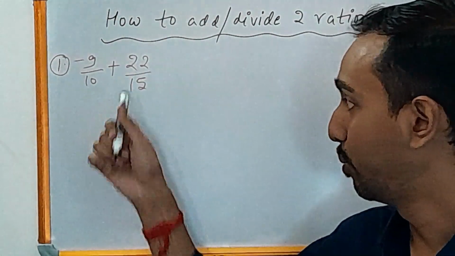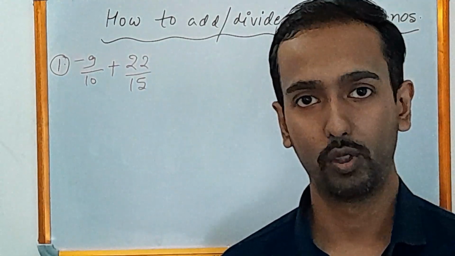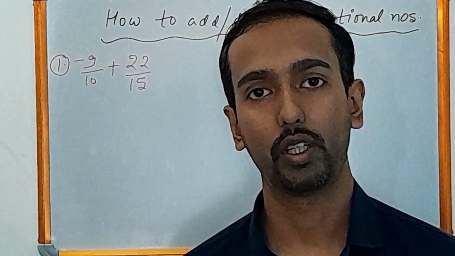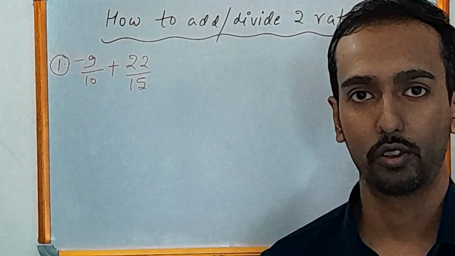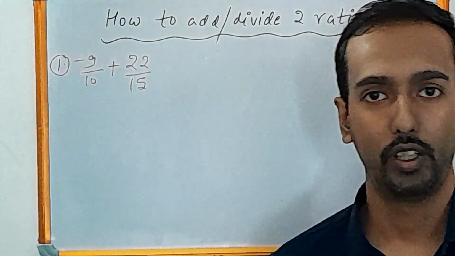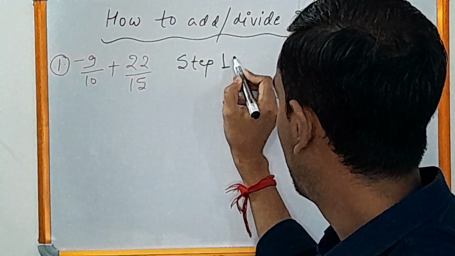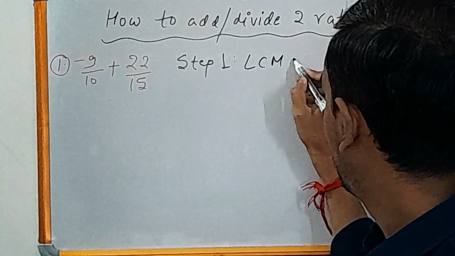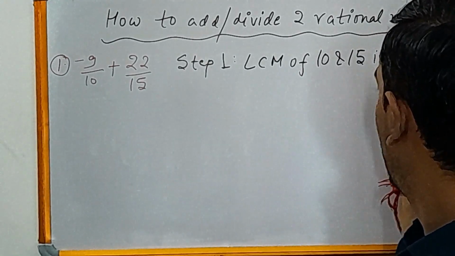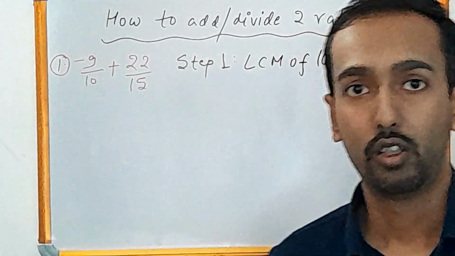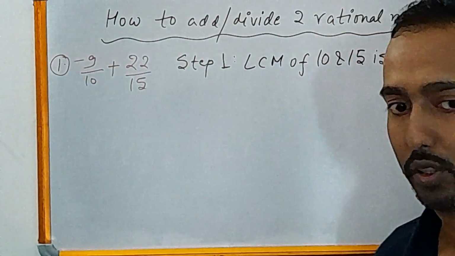So we see that the denominators of both the rational numbers are different. So first of all, we need to make the denominators equal. So for that, again we use the previous concept and find the LCM of 10 and 15. So from our previous classes, we understand that the LCM of 10 and 15 is 30. Since we have now found the LCM, let's move to the next step.